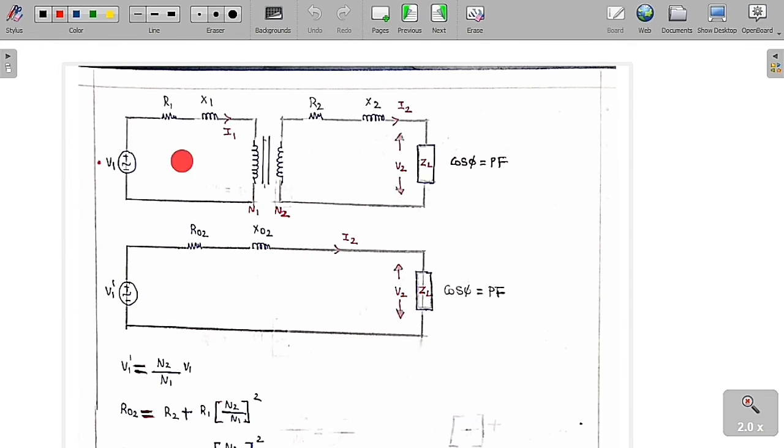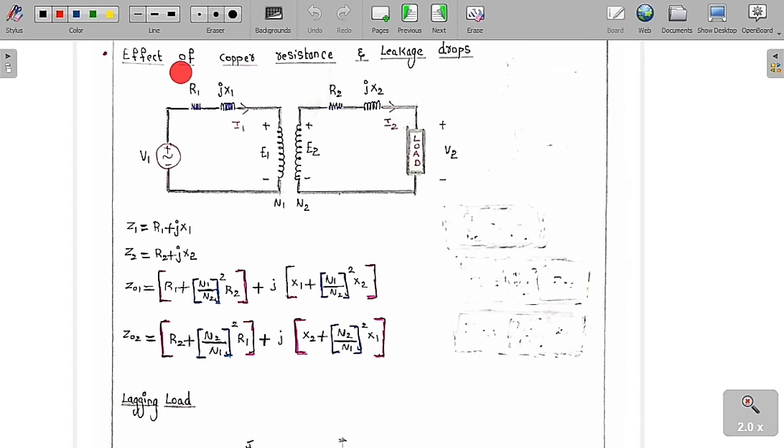This is basically the circuit: R1, X1, I1, N1 turns, N2 turns, R2, X2, current I2, V2, ZL, cos phi equal to the power factor. This is the applied voltage V1. This is the thing that you always have to remember, the concepts. Now we will discuss the effect of copper resistance and the leakage drops.